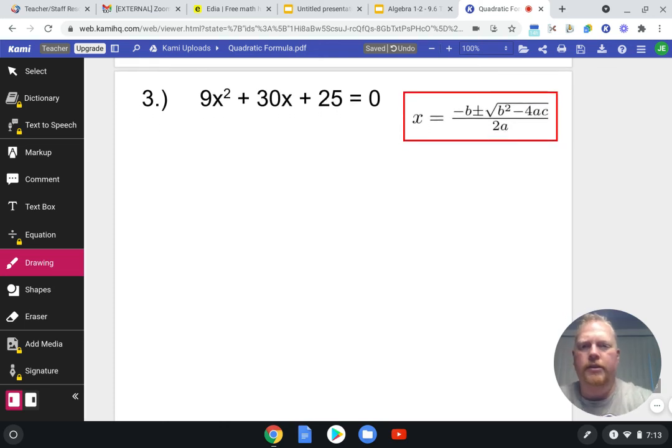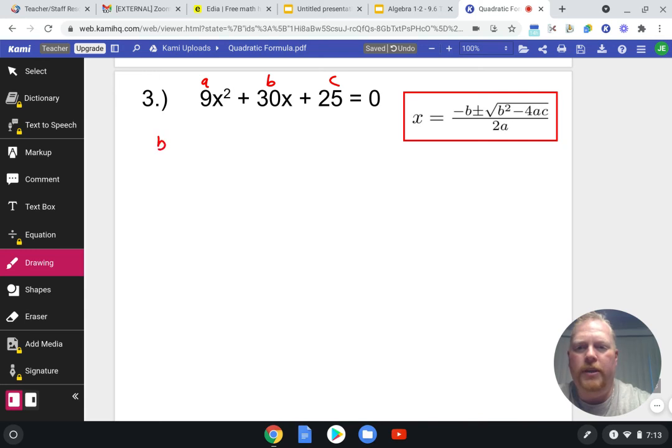Okay, so this one, there's nothing on the other side. There's 0 there. So that's good. I don't have to do any preliminary work. I do know my A value is 9. My B value is 30. My C value is 25. So again, this problem looks kind of suspect to me. So I'm going to go ahead and use the discriminant to see if it's even worth doing.